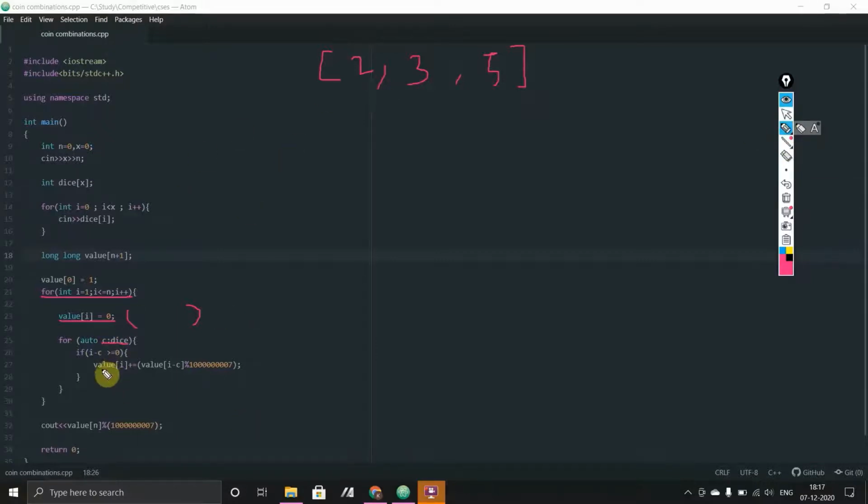So for C in dice, if I minus C is greater than 0, again same thing. If I have to construct 1, I cannot construct it from any of these numbers. Why? Because taking in 2 is not valid, taking in 3 is not valid, and taking in 5 again is not valid, because that will send our sum to negative, which we do not want. We only want to reach 0 in a proper way. So for I minus C greater than 0, value of I plus equals value of I minus C.